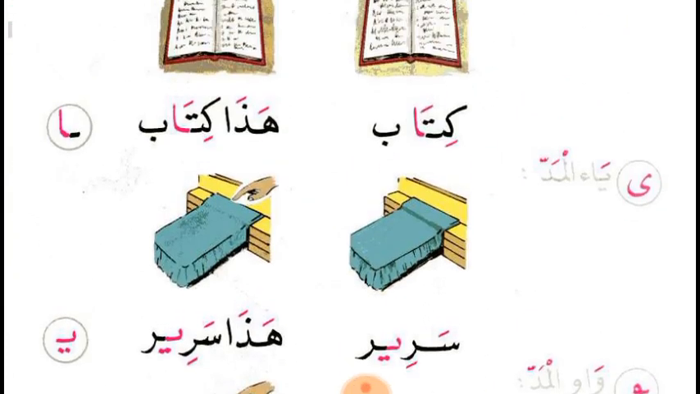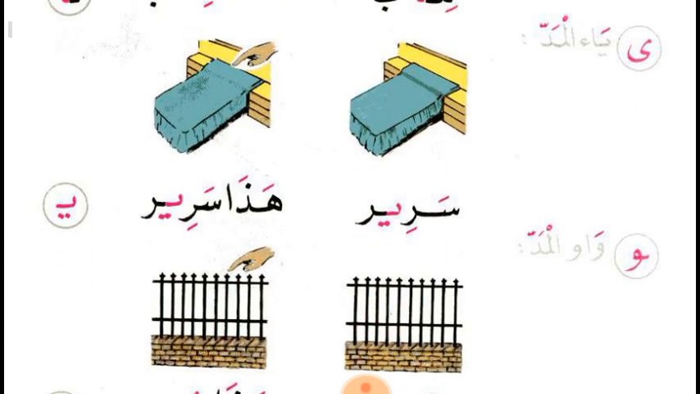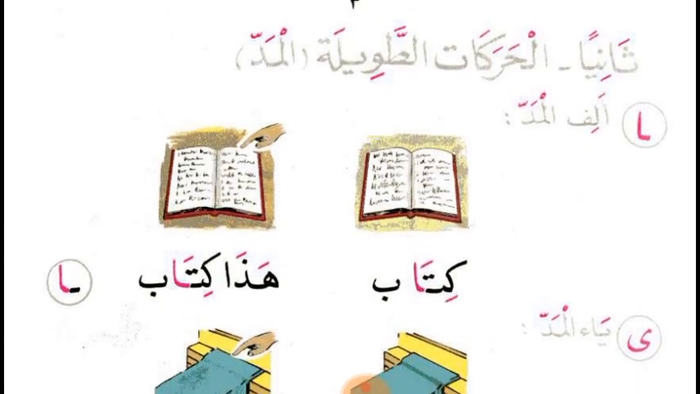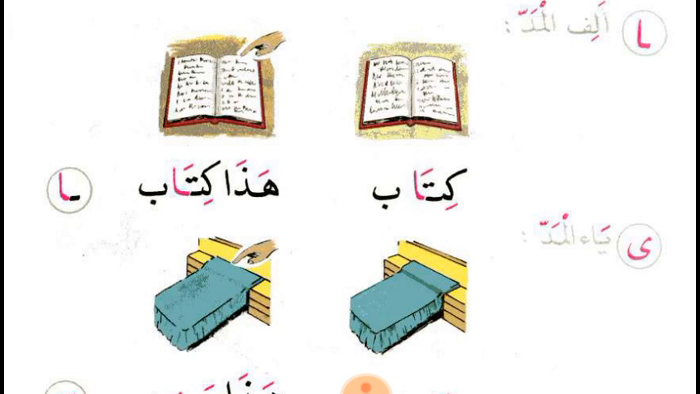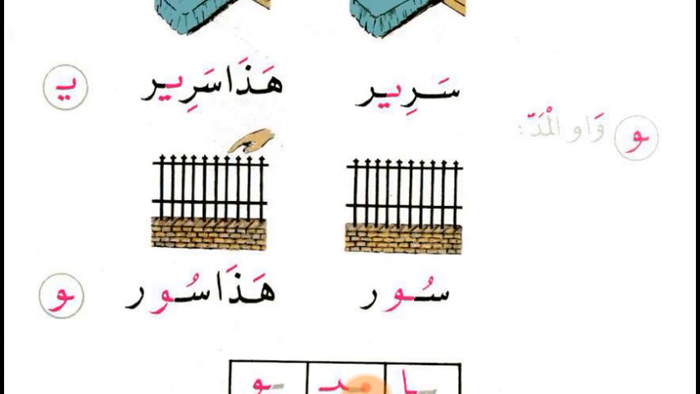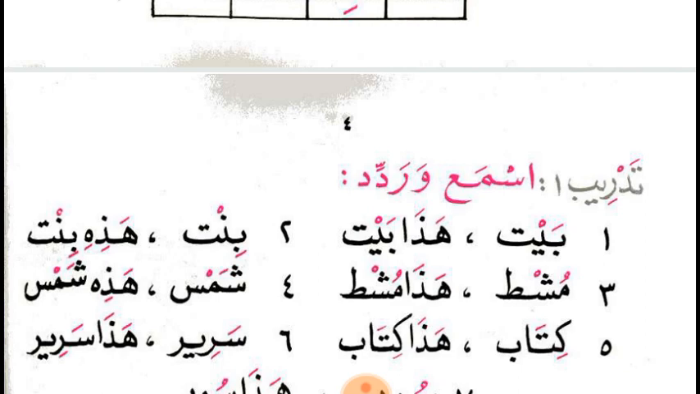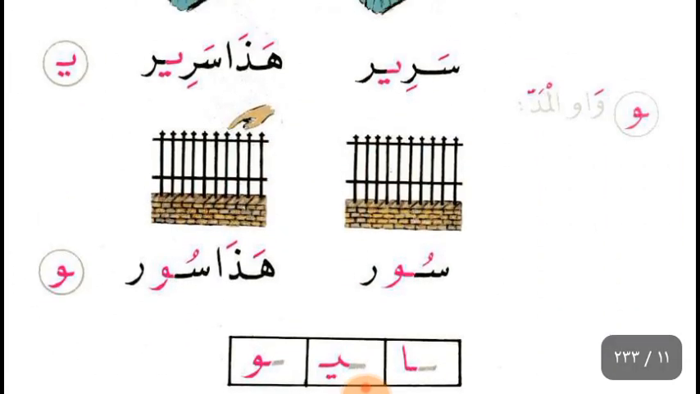On the next page, we have harkat al-tawila, which is also known as mad. We will just stress the pronunciation of these three alphabets, alif, waw and ya. So start reading it. كتاب. Yes. هذا كتاب. سرير. هذا سرير. سور. هذا سور. Good. Then we have the tadrib. Yes, سور means fence.